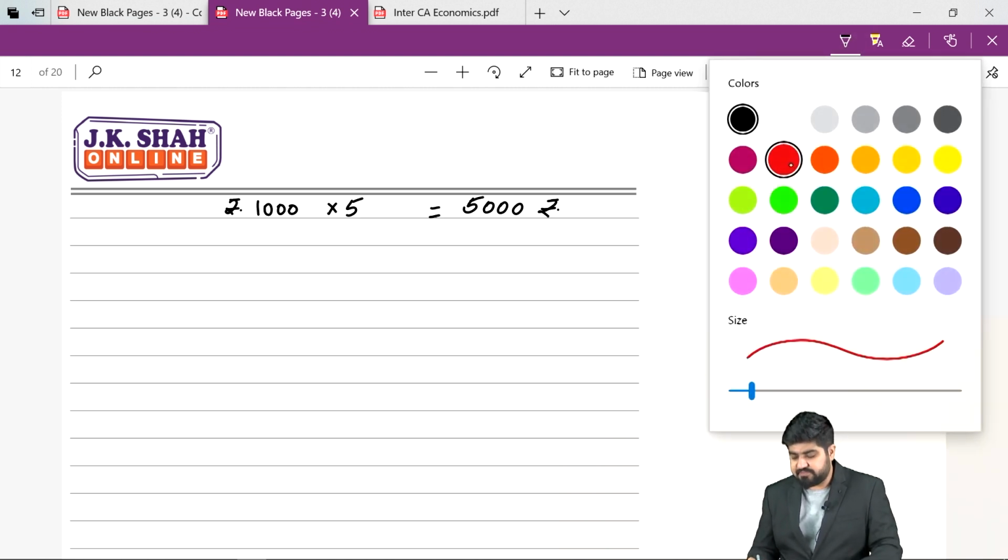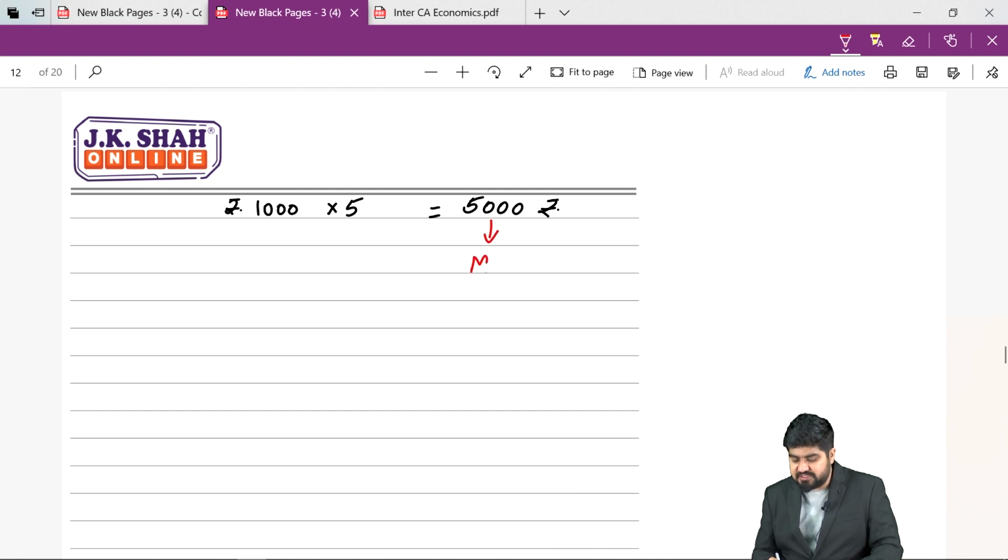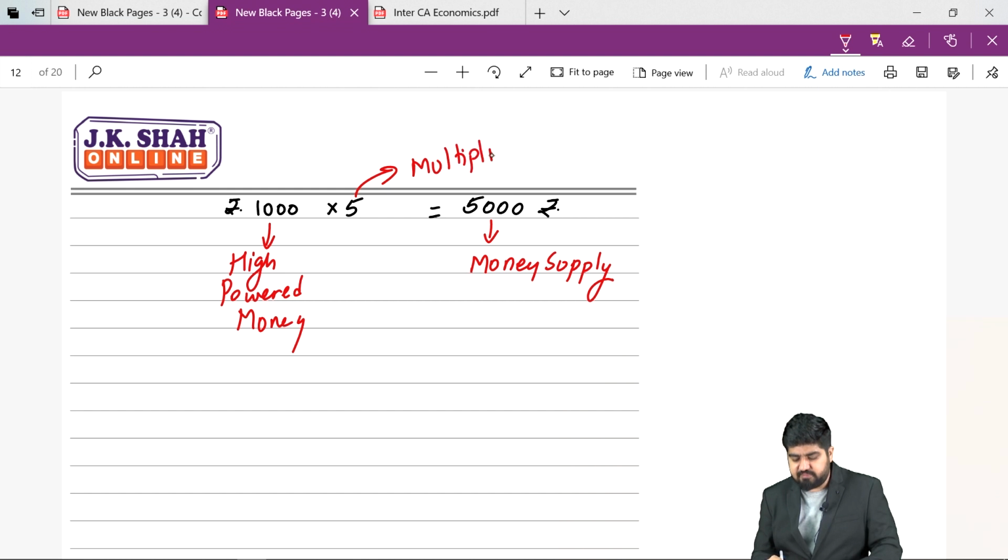Mind well friends, 5,000 rupees here is nothing but money supply. What is this? This is money supply in the economy. What's this 1,000 rupees? This is nothing but high powered money or monetary base. Come on, you know this already, yes or no? High powered money, or it is also called as monetary base. And what is this 5? This is nothing but money multiplier.